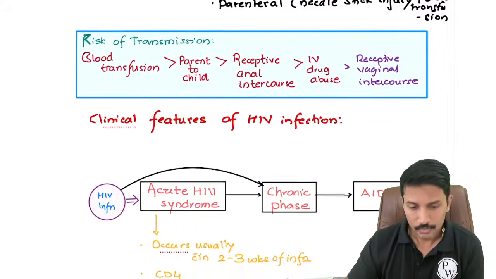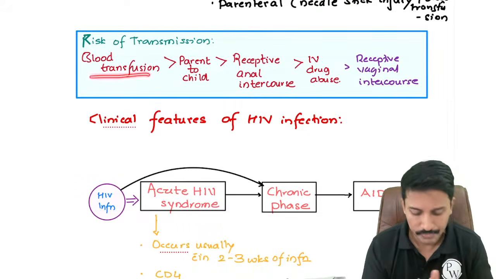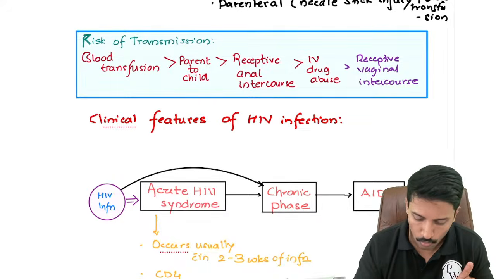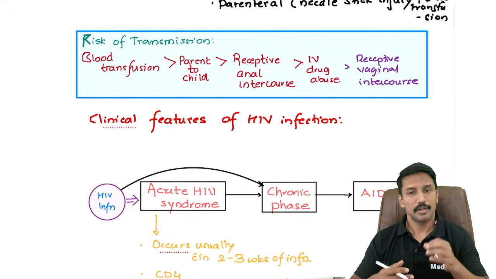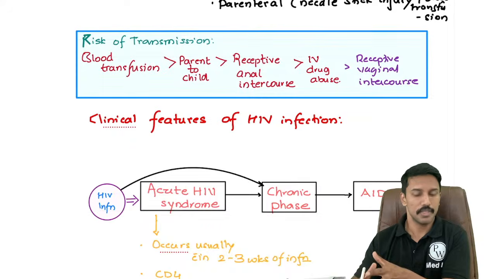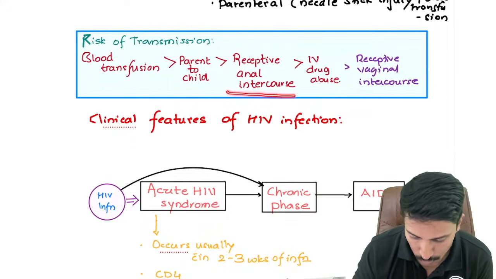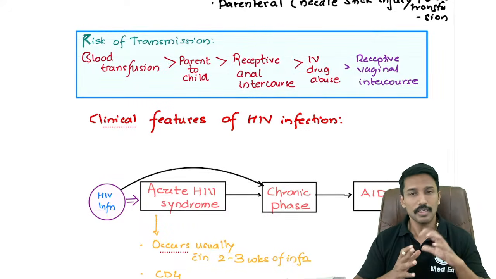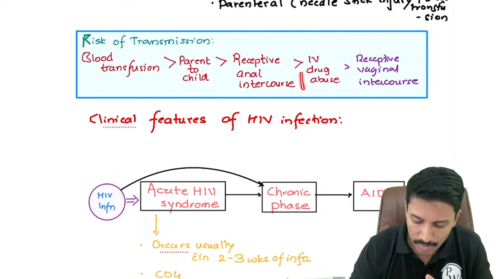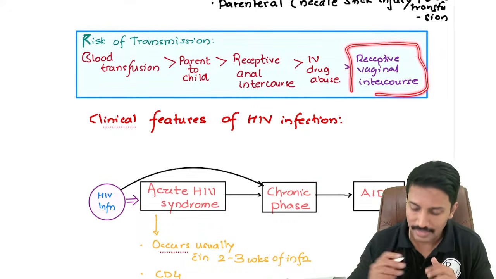Now the risk of HIV transmission is highest with blood transfusion, followed by parent to child, that is mother to child transmission, mainly during delivery. After that, the next highest risk is the sexual route, that too receptive anal intercourse. That's why HIV is more common among gay people. Followed by IV drug abuse, followed by receptive vaginal intercourse.